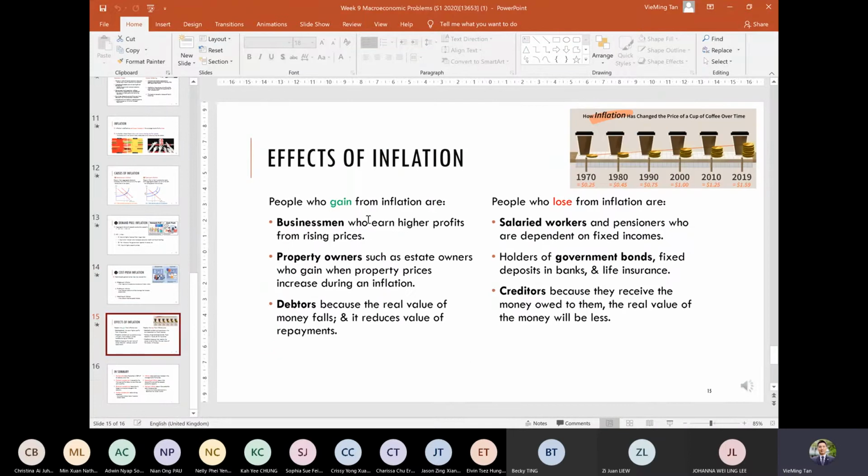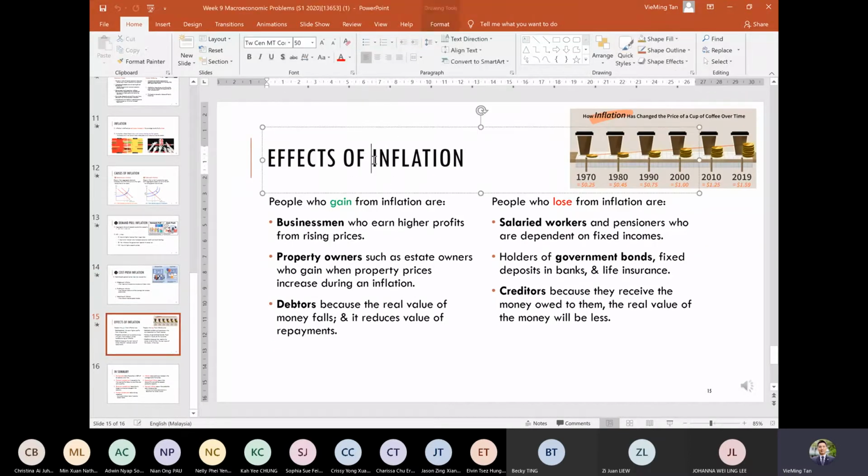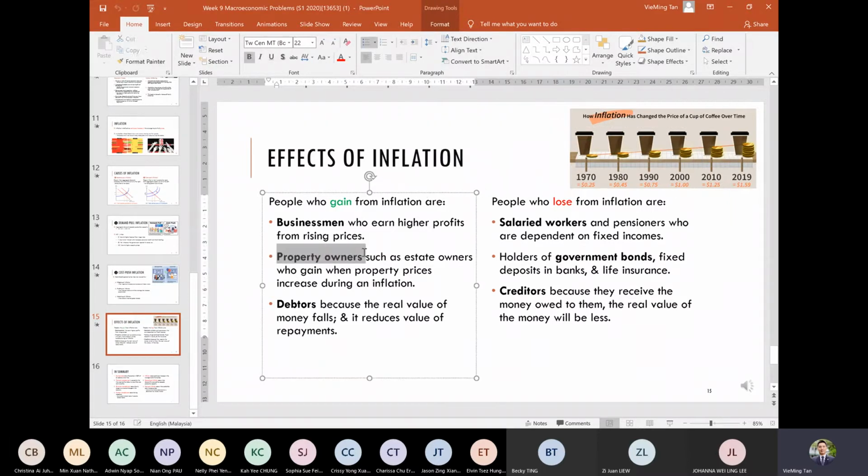Lastly, let's talk about inflation. Inflation means the value of money is reducing due to prices increasing. So who is going to benefit during inflation time? The businessmen, because most product prices are increasing, so the businessmen are going to get more profit. Also the property owners, because they can sell houses and land at higher prices now. And also the debtors. Debtors are those who borrow money from the bank or from lenders. They also benefit from inflation.